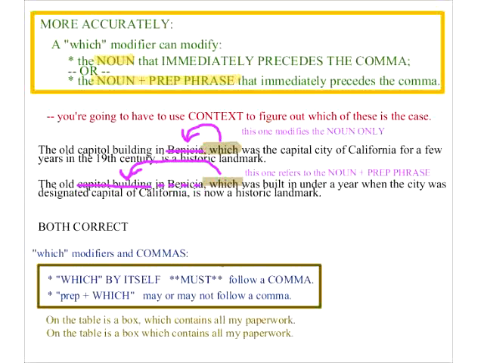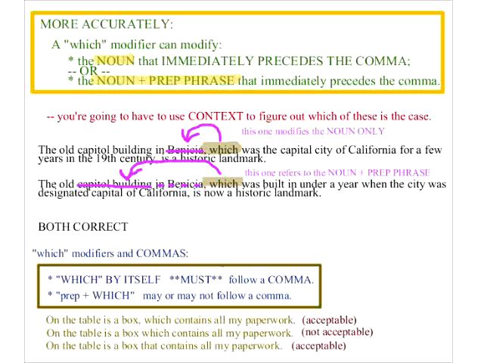Instead of which, what word would you use there? Text box, anybody? Yeah, you would use that instead of which. In British usage, the second sentence would probably appear a lot. So if any of you learned Commonwealth English, this is probably a little bit of a surprise. But "On the table is a box that contains all my paperwork" is acceptable.